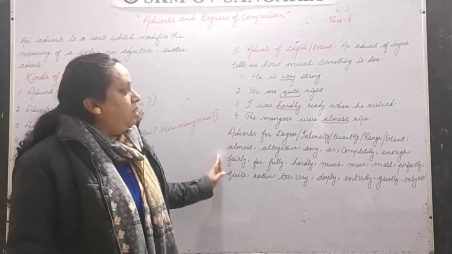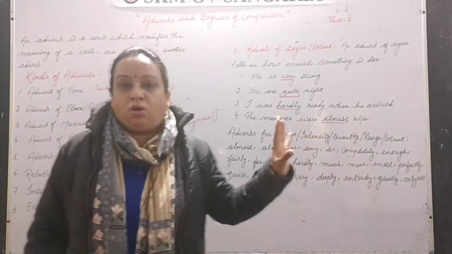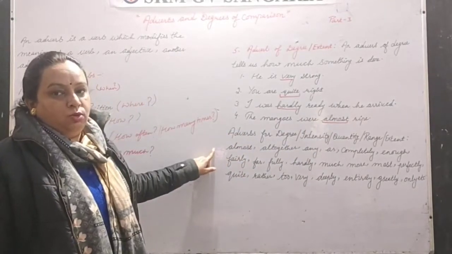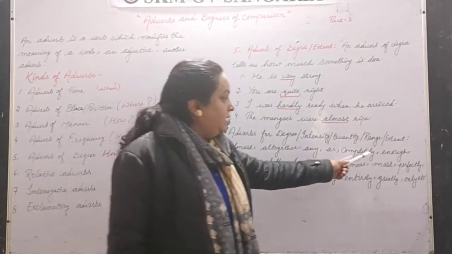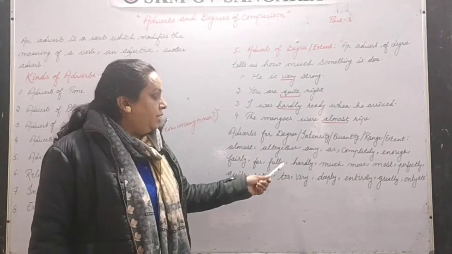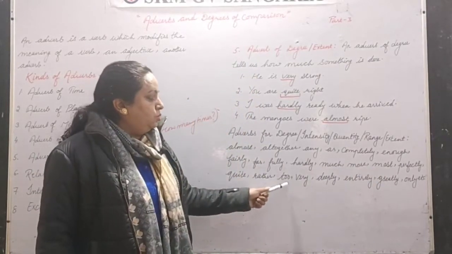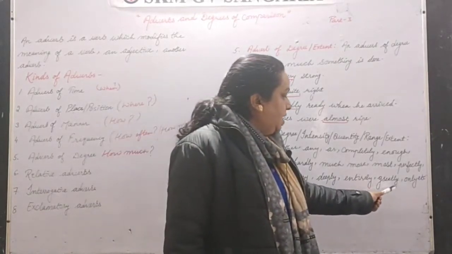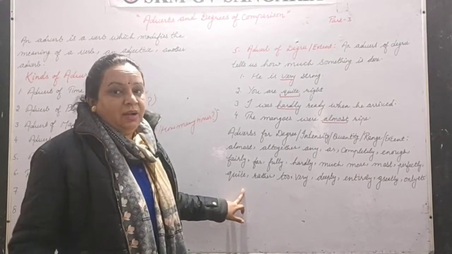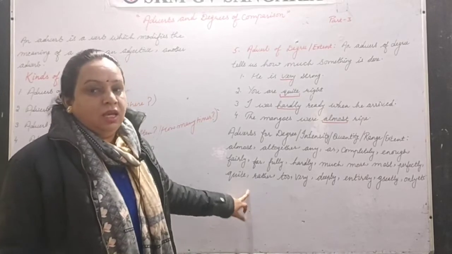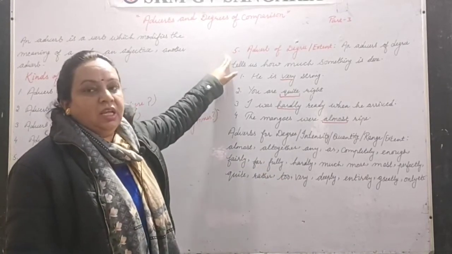Now I will give you some words which show adverb of degree, intensity, quantity, range or extent. Number one is almost. Second is altogether. Third one is any, as, completely, enough, fairly, far, fully, hardly, much, more, most, perfectly, quite, rather, too, very, deeply, entirely, greatly, only. Here you have to take care of this thing: quite is Q-U-I-T-E. Do not write quiet, Q-U-I-E-T, which means to be silent, okay? This is Q-U-I-T-E, and that's the difference. These words and many more are there, but these are some of the important ones generally used to show the adverb of degree.